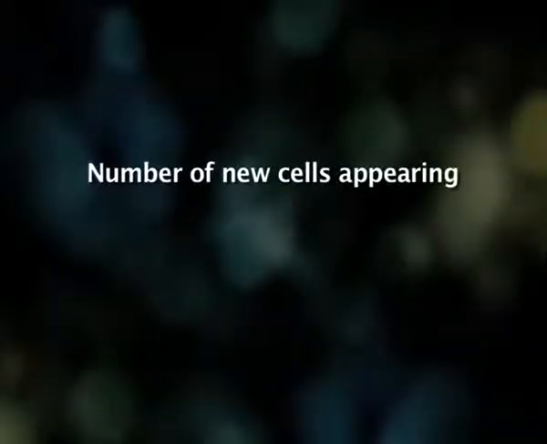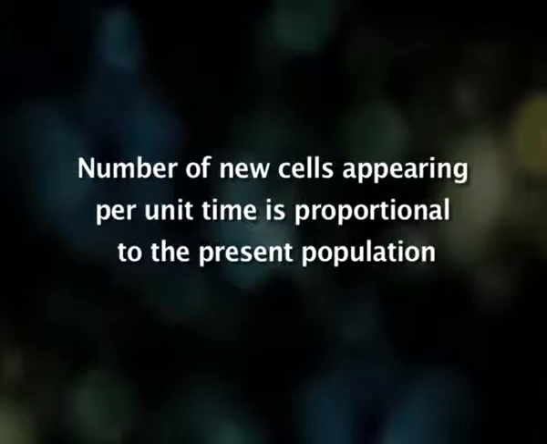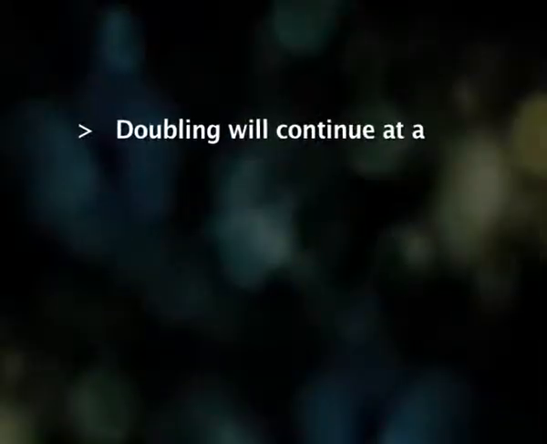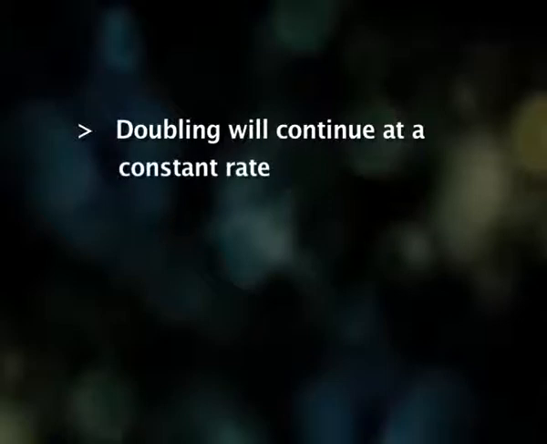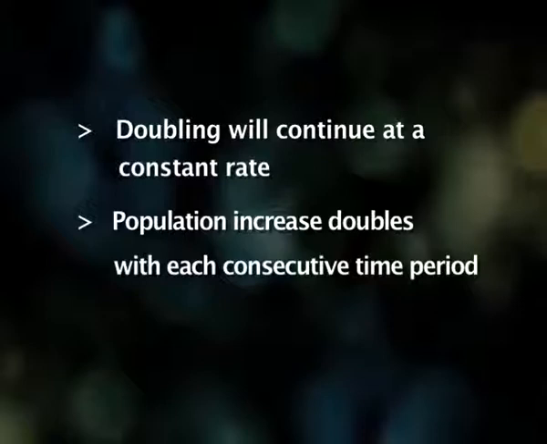The number of new cells appearing per unit time is proportional to the present population. If growth is not limited, doubling will continue at a constant rate so that both the number of cells and the rate of the population increase double with each consecutive time period.